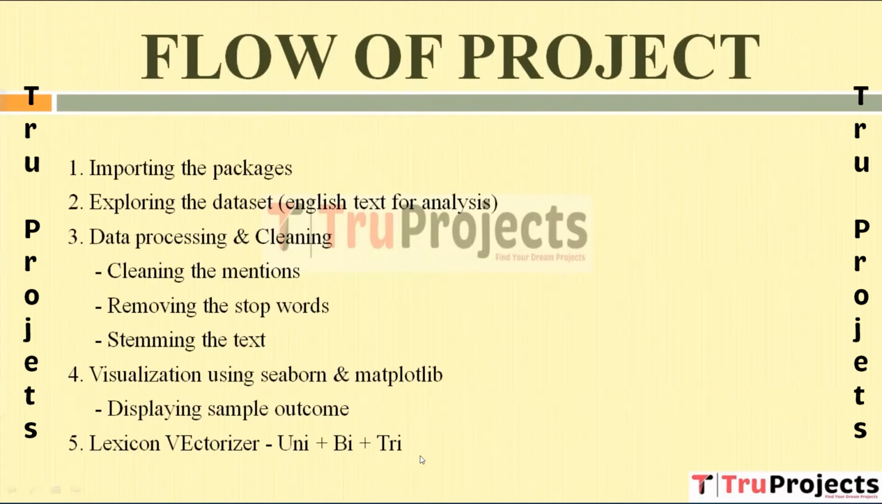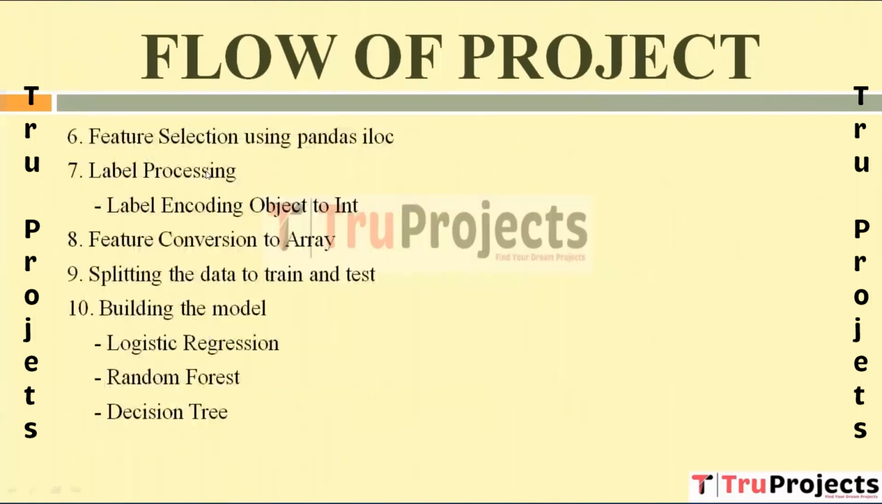Lexicon vectorizer involves converting textual data into a format suitable for machine learning models. Uni, bi and tri refer to unigram, bigram and trigram representations respectively. This step prepares the data for feature extraction and analysis. Next here we have feature selection using Pandas iloc. Feature selection involves choosing relevant features from the dataset to improve model efficiency. The Pandas iloc function is likely used to select specific columns or range of data for further processing.